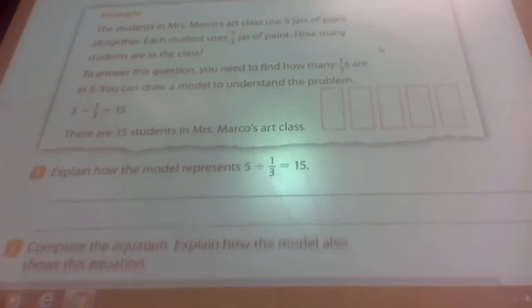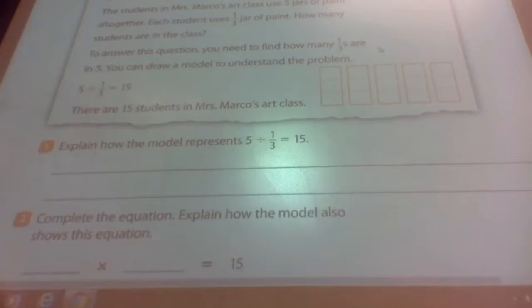So we got 5 whole blocks, right? Look there, please. Okay, so we have 5 blocks, and we're gonna take those 5 and break each into 3 parts. So how many thirds are in 5? How many thirds are in 5? 15.